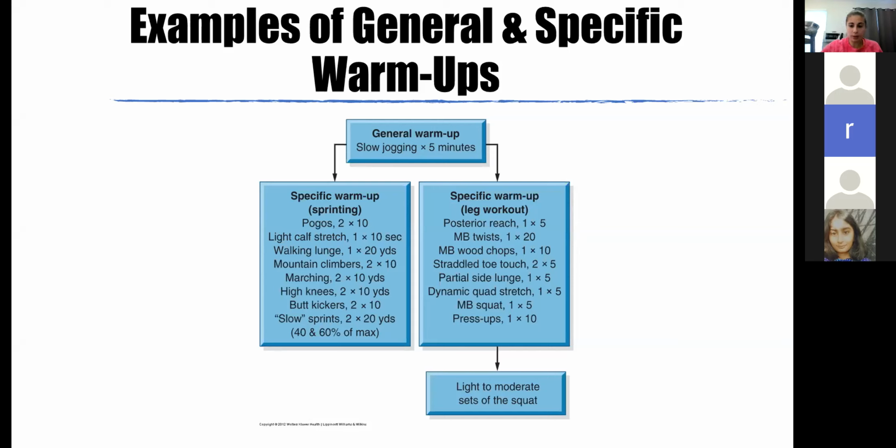A sprinter versus someone just doing a squat workout, you're going to see probably a little bit different for the warm-up, right? Because it's going to be specific to the movement patterns you're going to be using in your activity or sport, right? And if you take a look at the leg workout at the end, then you're going to start off with light to moderate sets of the squat and build your weight up, right?